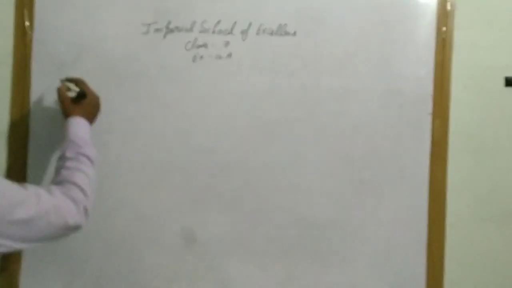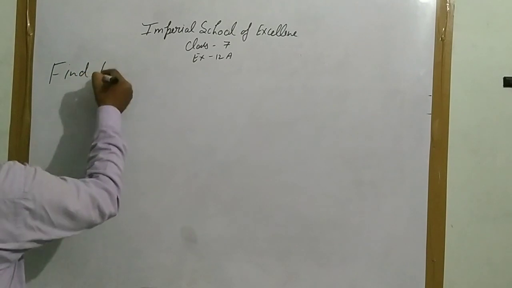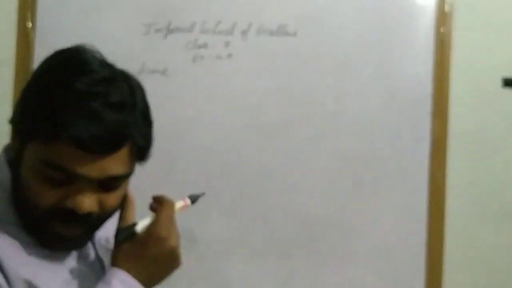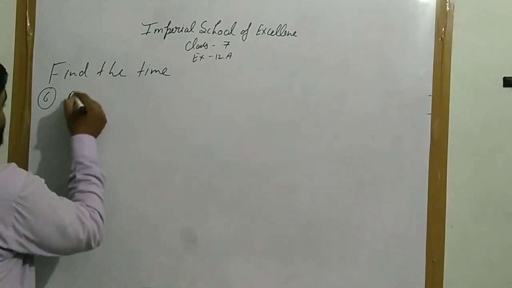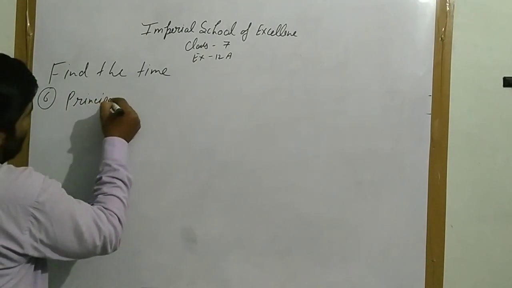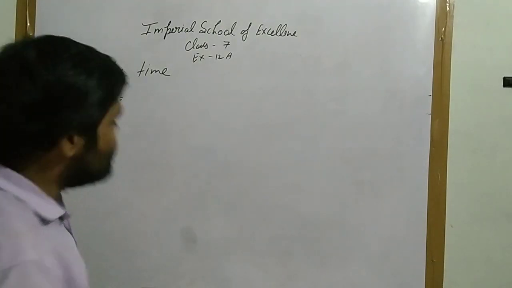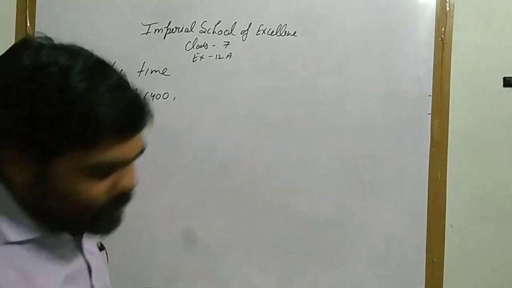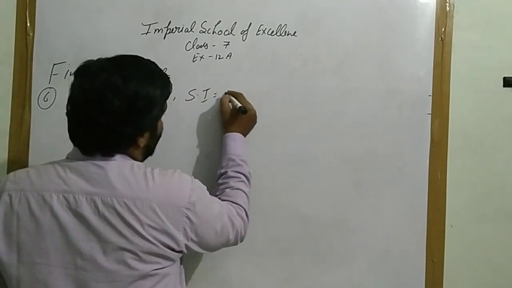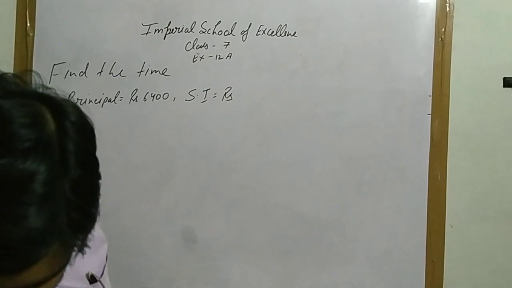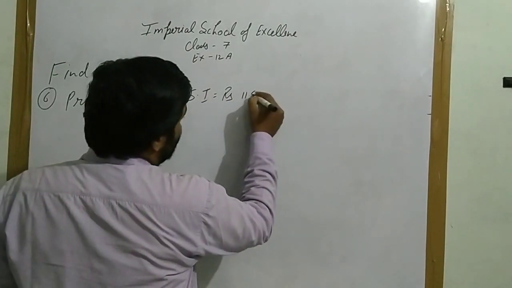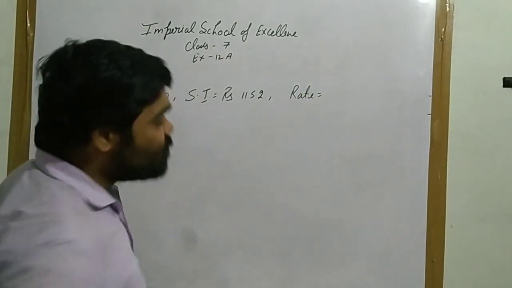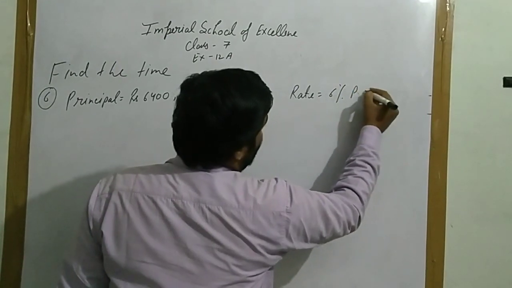What we have to find here? We have to find the time. In question number 6, the principal is given as rupees 6400, the simple interest (SI) is given as rupees 1152, and the rate is given as 6% per annum.